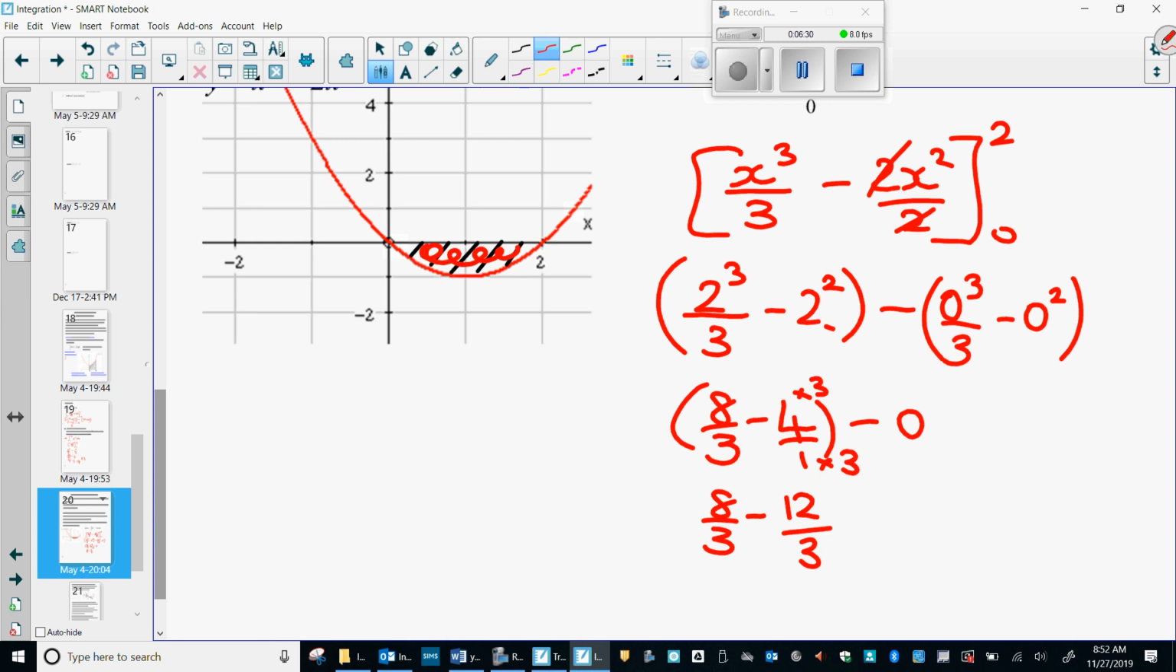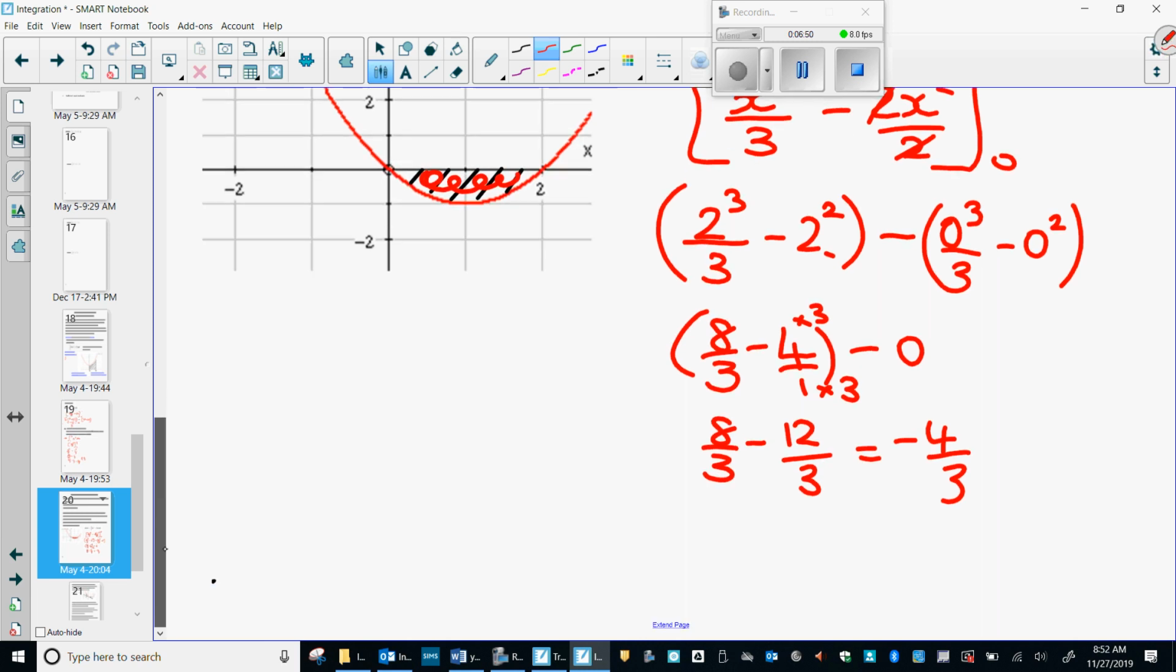We've got 8 over 3 minus 12 over 3, so that would be negative 4 over 3. Now, as I said, we were expecting it to be negative because it's underneath the x-axis. However, when we give our answer, if they're asking what the area is, you would then just say the area is 4/3, because an area wouldn't be a negative value. It's just a negative answer because it's underneath the x-axis.